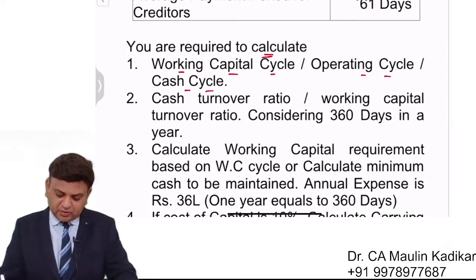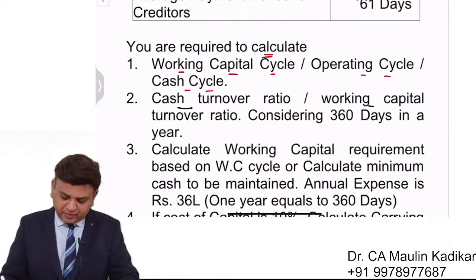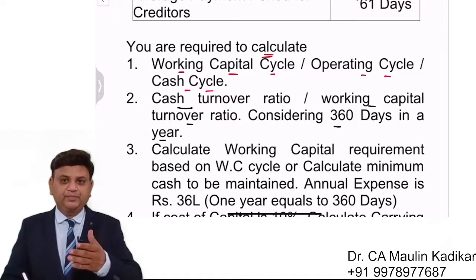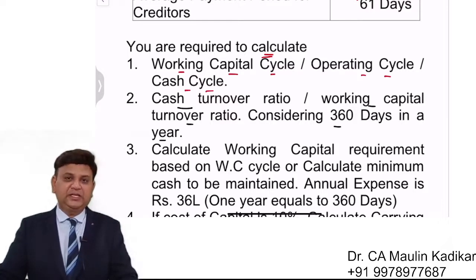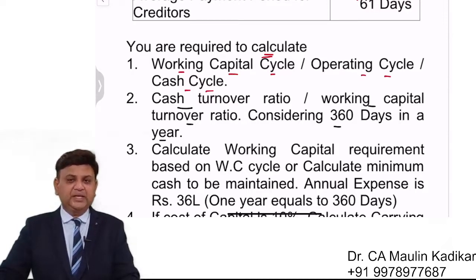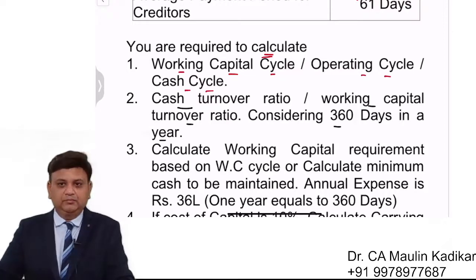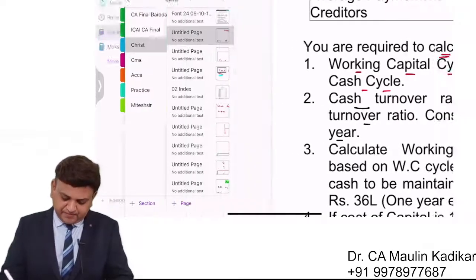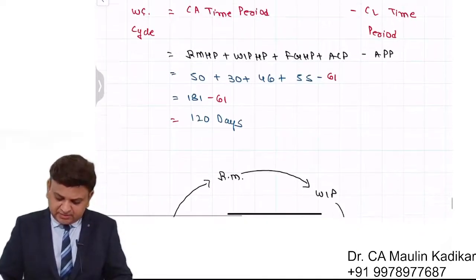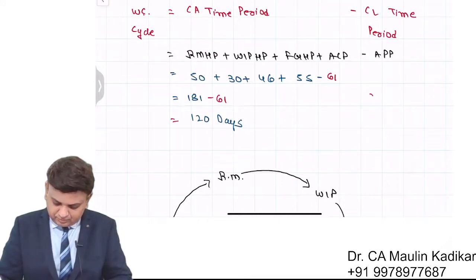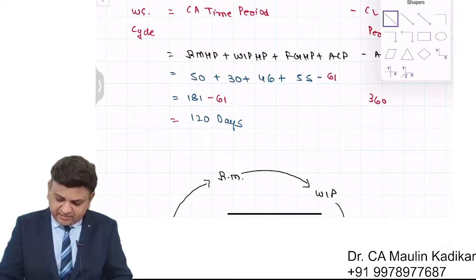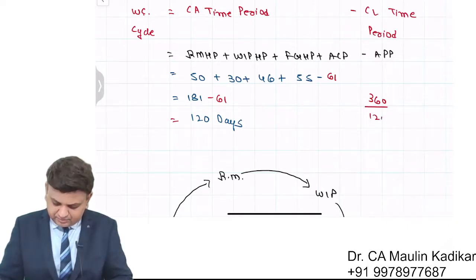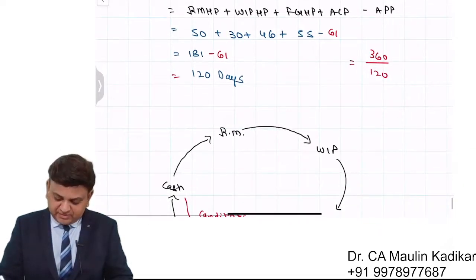The second question is, what is the cash turnover ratio or working capital turnover ratio considering 360 days in a year? I want somebody among you to tell me the answer in the chat box. What is the cash or working capital turnover ratio considering 360 days in a year? So dear students, the answer will be calculated simply like this. It is 360 days divided by 120 days. So the answer would be 3 times.